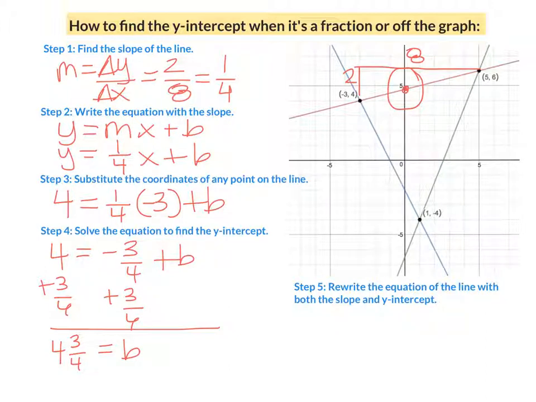The last step is I want to rewrite the equation of the line with both the slope and the y-intercept. So I'm going to go back to the equation, y equals mx plus b. But now I know both my slope and my y-intercept. So my equation will be y equals 1/4 x plus 4 3/4.